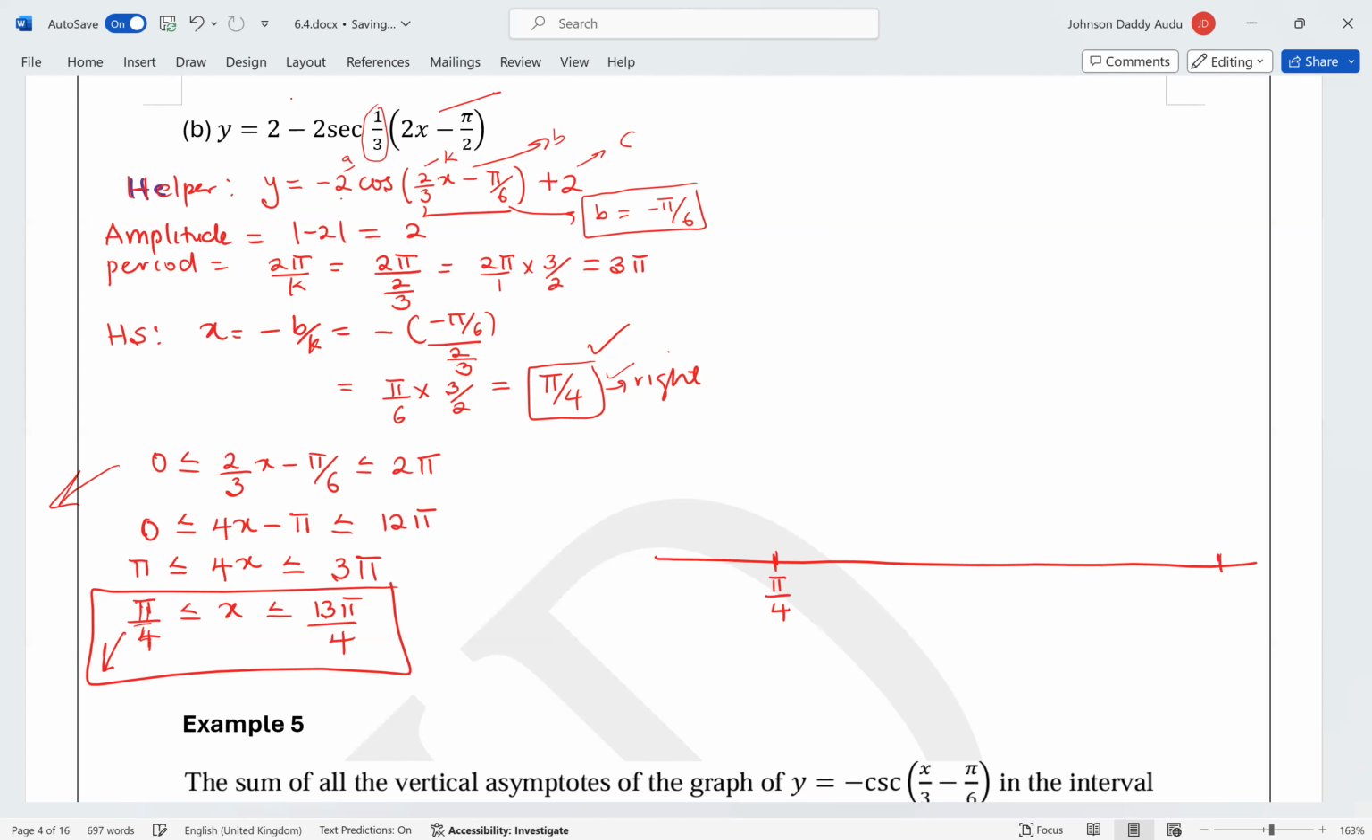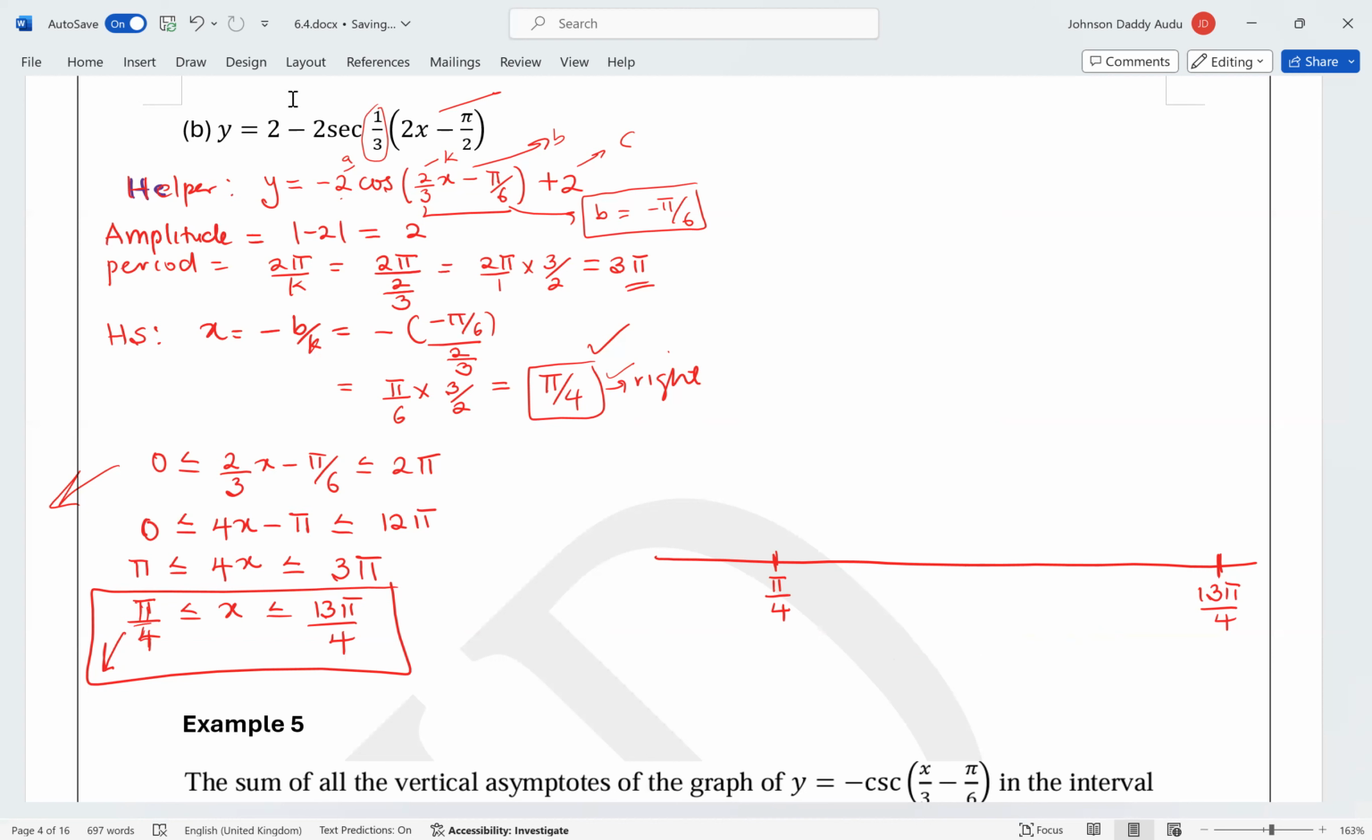And we are expected to stop at where? 13 pi over 4. Now, let's see what is the difference between these numbers. You see, 13 pi over 4, right? The distance, 13 pi over 4 minus pi over 4, should be the period. And what is this? This is 12 pi over 4, which is what? 3 pi. And which is the same thing as the period here. You see, so it means that we're doing well.